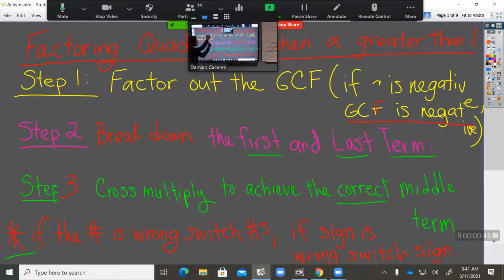So whichever number was on the bottom, you put it to the top. Whichever one was on the top, you switch it to the bottom. Now, if the number's correct, but the sign is wrong, then you just switch the sign. So if the sign was on the top number, you can switch the sign to the bottom number.